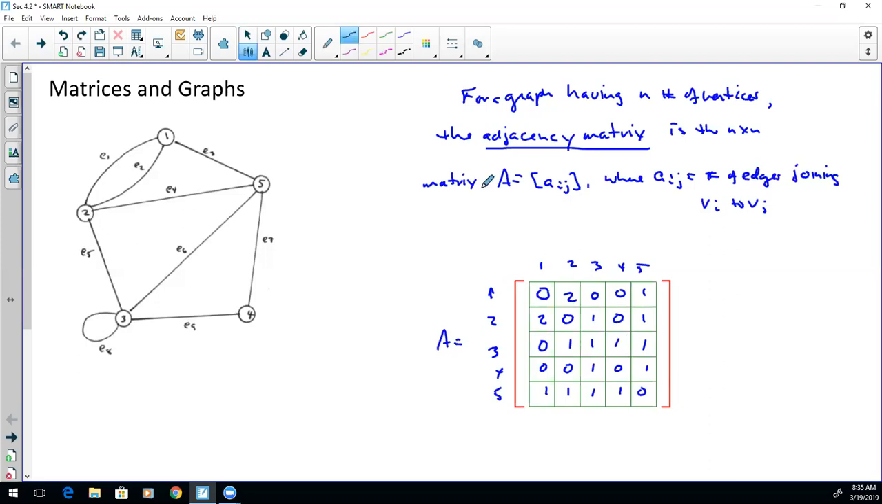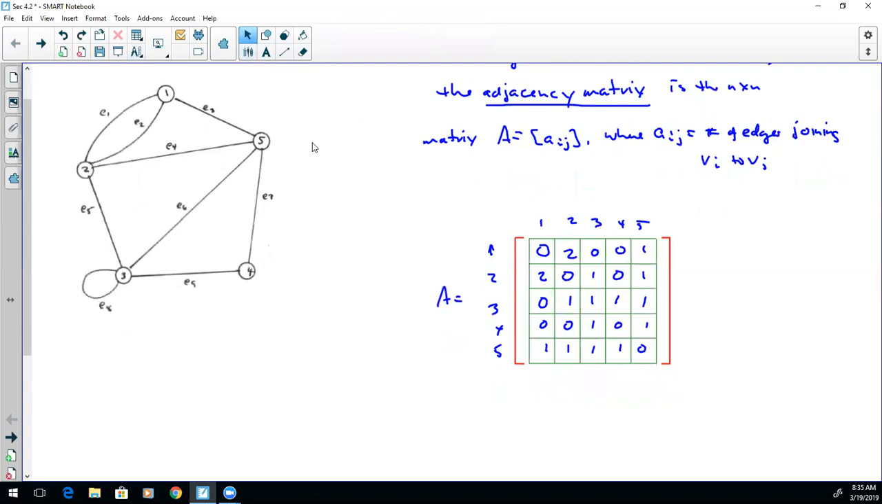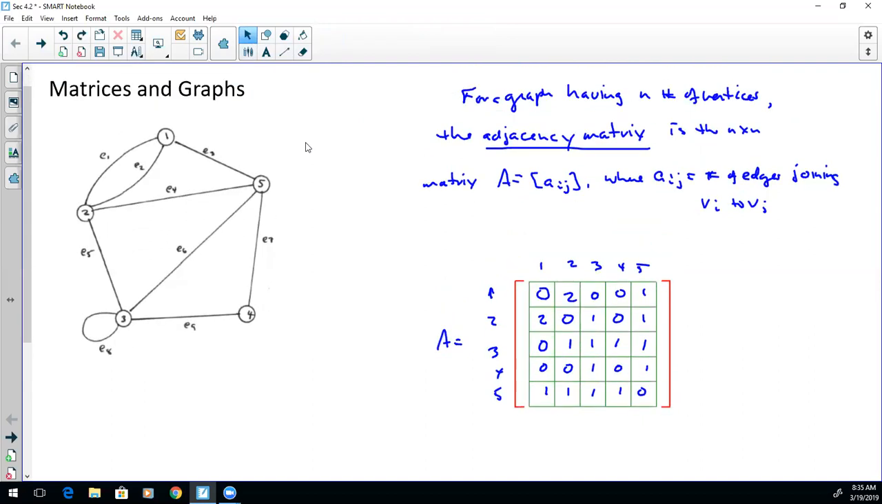What's slightly different here is that the book does not allow multiple edges, but there's no reason not to put them in there. I don't know why they didn't. So these 2 edges from 1 to 2 show up. Okay, you count them twice.